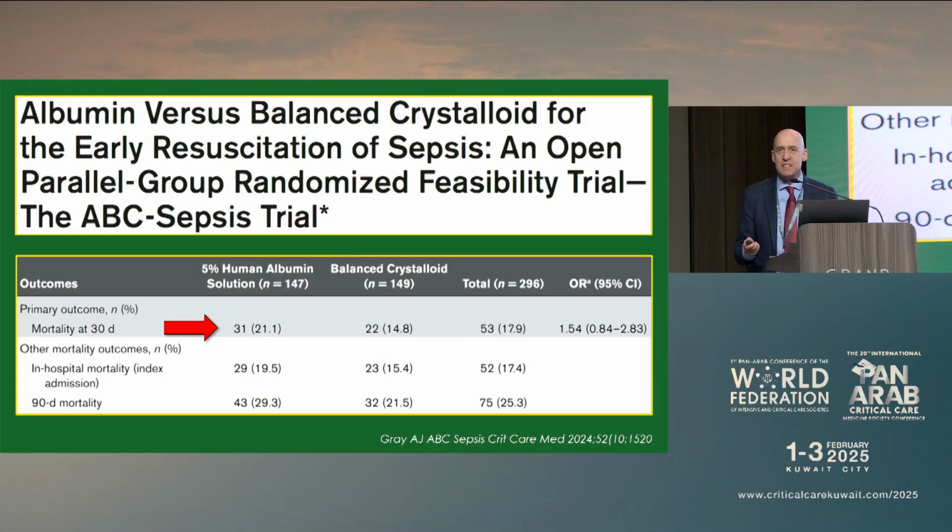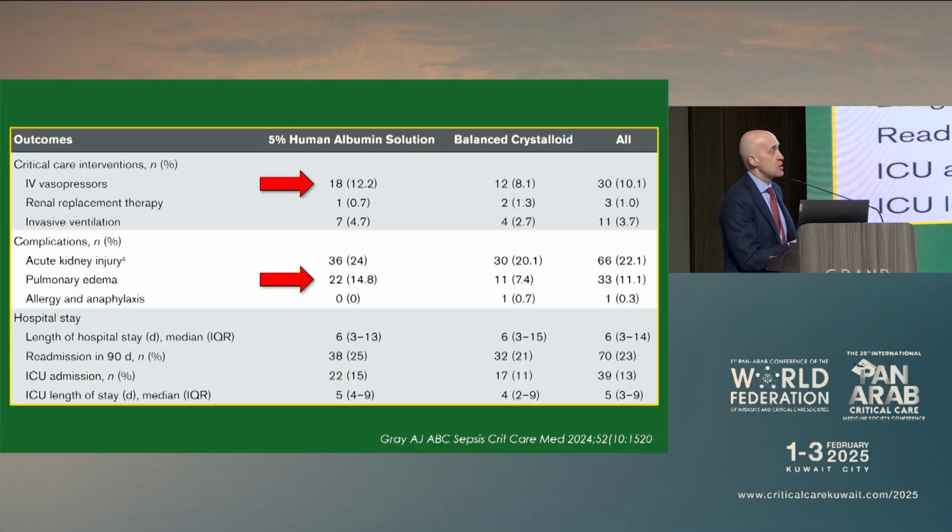Maybe not statistically significant, but certainly some large effect between the two, suggesting that albumin is not proving to be beneficial in this population and may in fact have a signal of harm. Moreover, if you look at the utilization of vasoactives, or at complications like pulmonary edema, these were experienced numerically more commonly in patients who were allocated to the albumin solution.